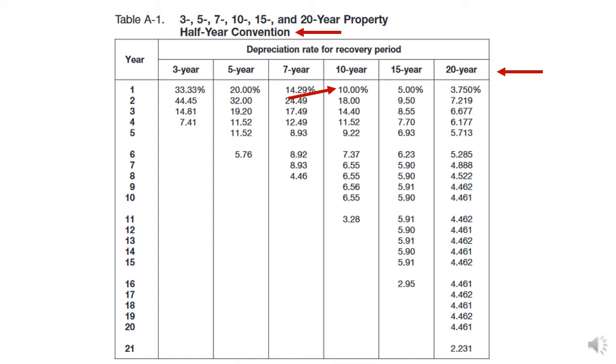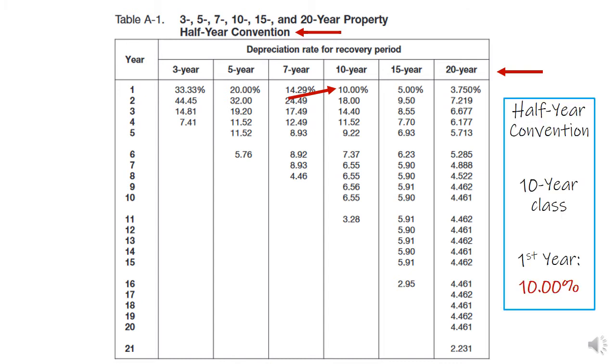For example, property that uses the half-year convention, is within the 10-year class, and is put into service takes 10% of the cost in that first year. You can calculate this based on the double declining balance method of depreciation. Ordinarily, 10-year property would take 10% each year under the straight line method. Double that is 20% in the first year, but we're assuming a six-month convention, hence 10%.